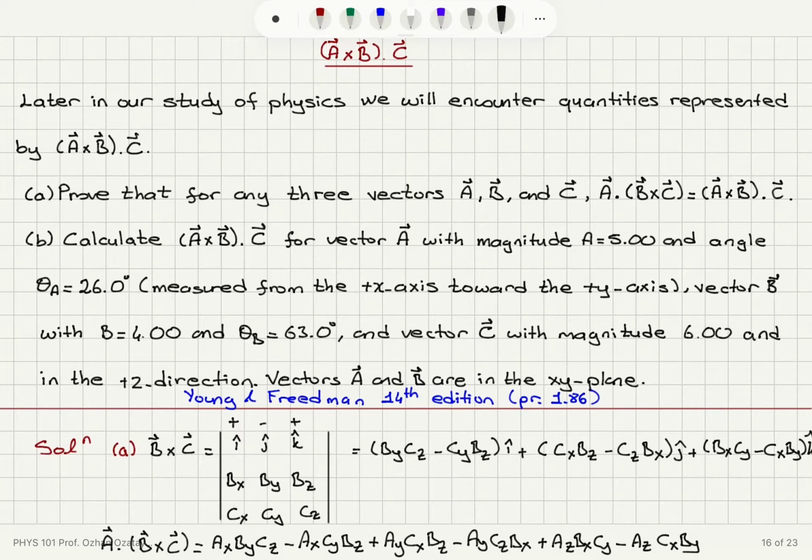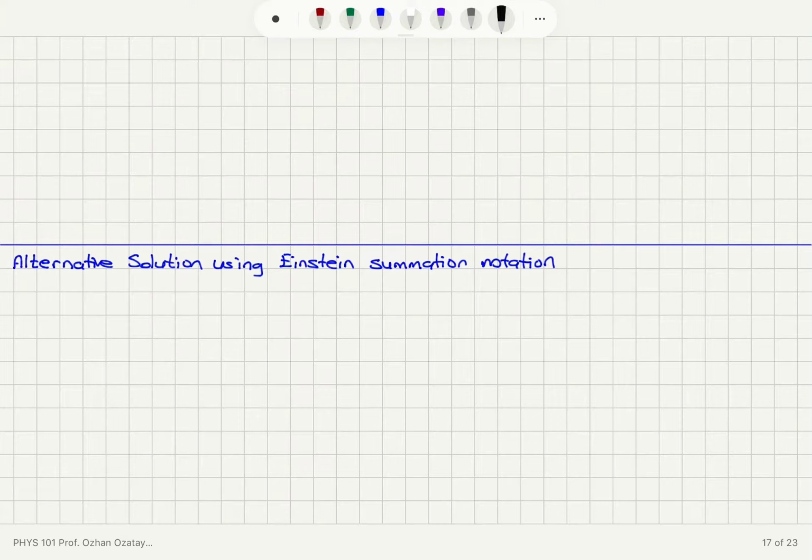Okay, we're going to repeat this exercise for A cross B dot C now. So I look at A cross B. A cross B will be evaluated by looking at this determinant: i hat, j hat, k hat, plus minus plus, Ax, Ay, Az, Bx, By, Bz.